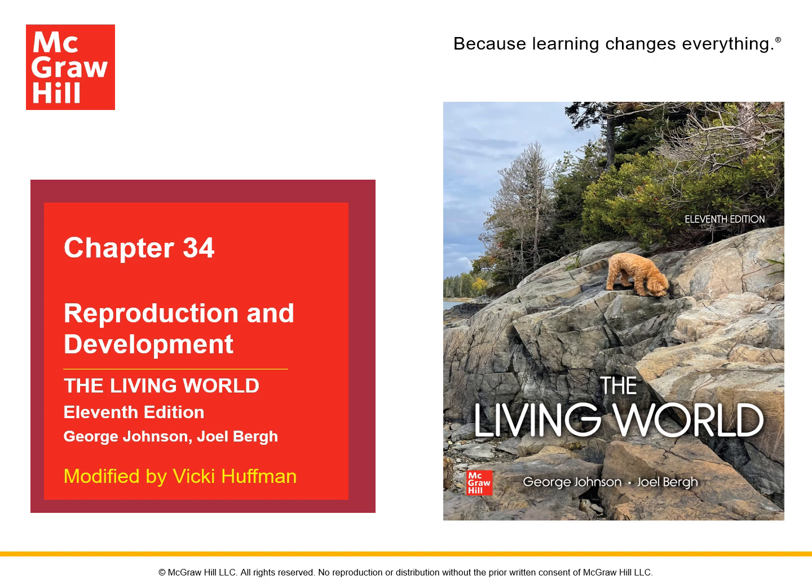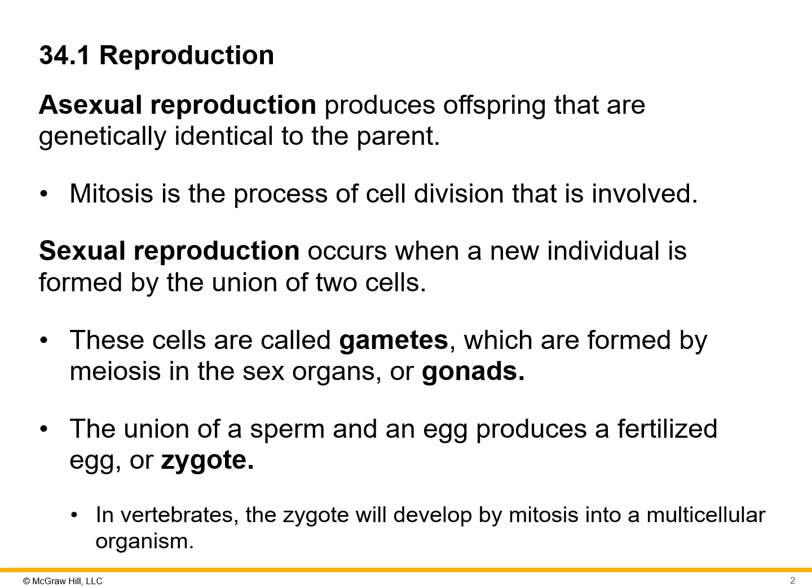In chapter 34, we're going to be looking at the reproductive system. We're not covering all of chapter 34, just focusing on the male and female reproductive system and the menstrual cycle in females. So first of all, just introducing quickly the difference between asexual and sexual reproduction.